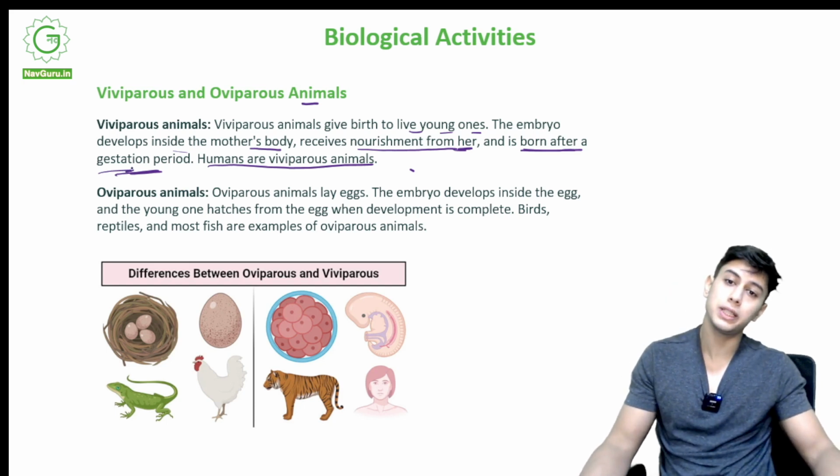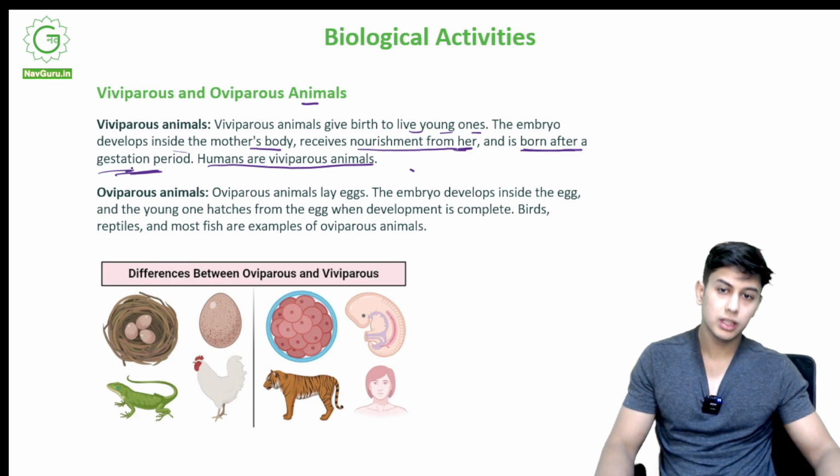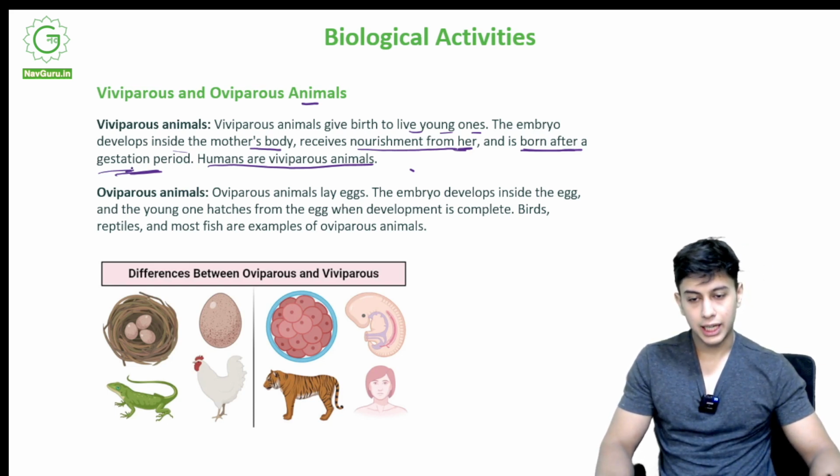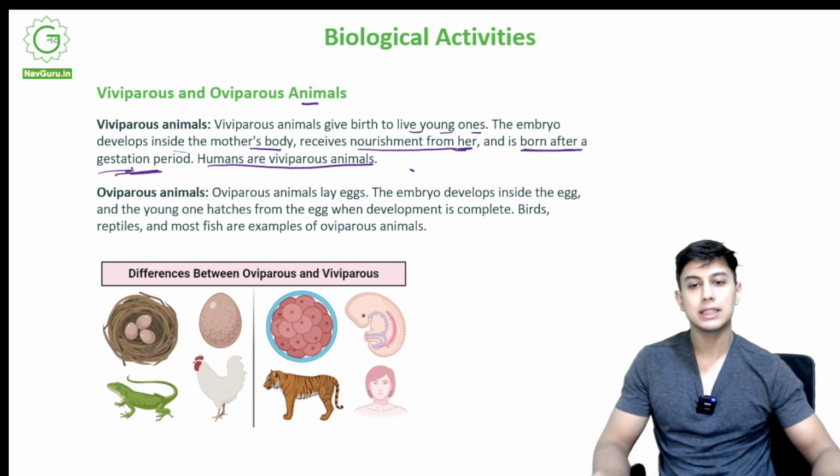What is the gestation period? Gestation period is a period of mostly 9 months in humans. It is the time that the embryo will take to develop into a baby so that it can be born. That is the gestation period.